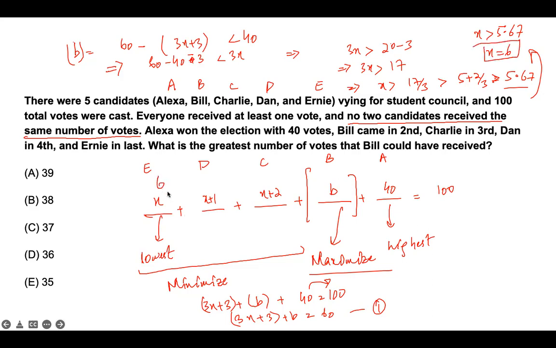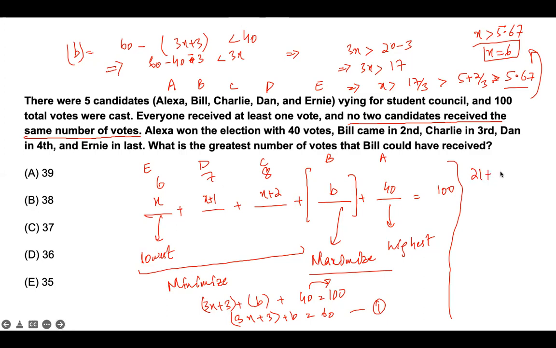So if this is 6, this will be 7, this will be 8, right? So just add all of these. 6 plus 7 plus 8 plus b plus 40 is equal to 100. What is 6 plus 7 plus 8? You can quickly solve this without using the calculator, because all of these are consecutive integers, and for consecutive integers, median is equal to mean. So for this, median is 7, mean will be 7 as well. So the sum will be 7 into 3, which is 21.